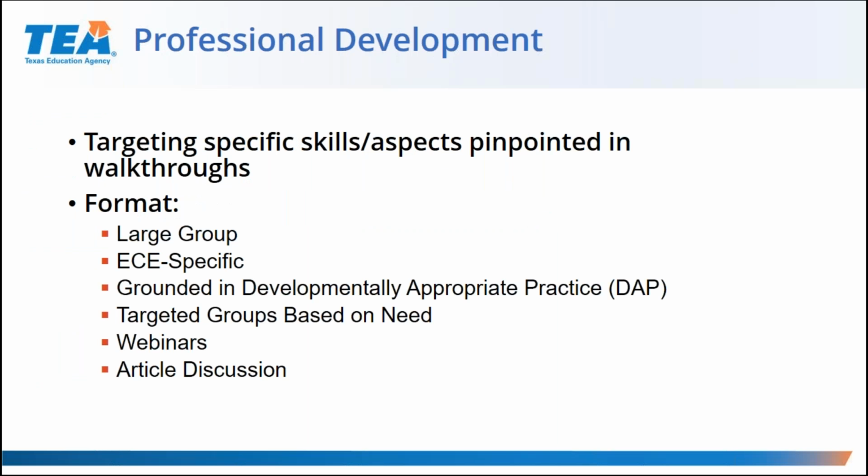The last process or structure, really, that you can use to support vertical alignment is professional development. Targeting specific skills or aspects pinpointed in walkthroughs will help drive professional development in targeted and meaningful ways. There are many different formats when it comes to professional development. You can do things like large group PD, you can look at targeted groups based off of needs, you can read articles together, watch webinars, but we'd hope that they are always early childhood specific and grounded in developmentally appropriate practice.